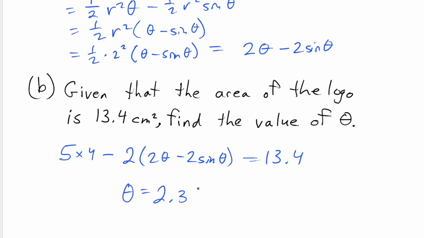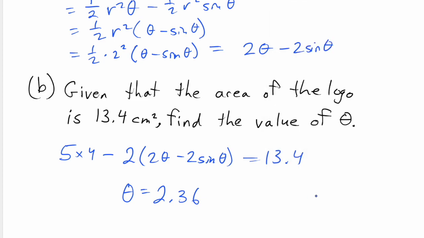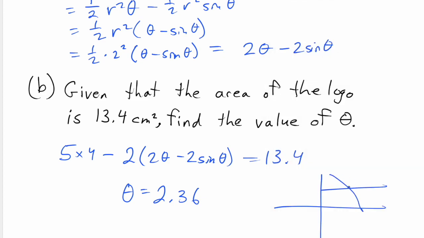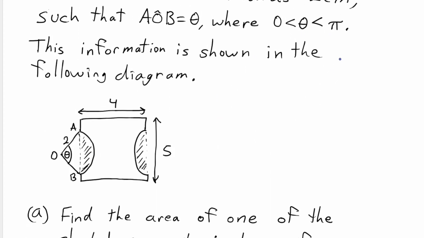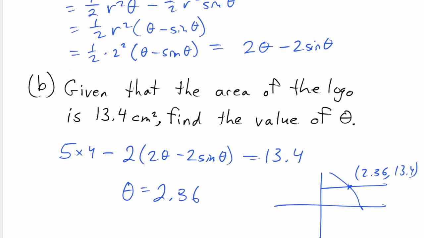2.36. All right, let's just draw a sketch to show that we actually graphed it. So we got 2.36, just in case we get the wrong final answer, we get a method point here. So the angle is 2.36, let's go back and check. The angle has to be between 0 and pi, and that's correct, that's an angle between 0 and pi because it's less than 3.14.